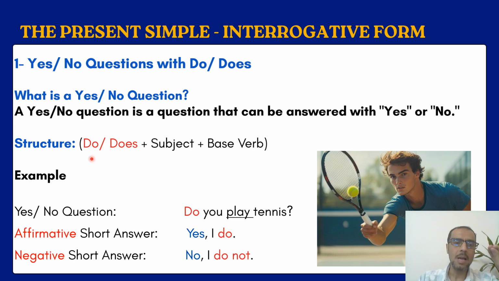Structure. A yes-no question should start with do or does plus a subject and then the base verb. For example, do you play tennis? Again, we start with do. Do matches you. So, do you play tennis? The short answer, yes, I do, or no, I don't.